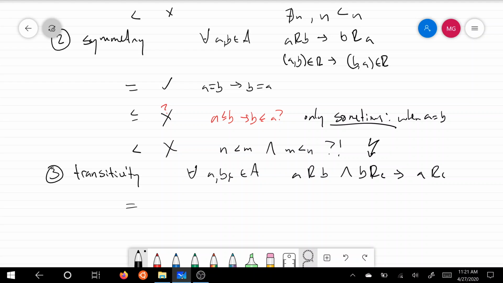Does equal have it? Yes, absolutely. We've even proved a lemma, equitrans, right? It's of course the case that equality is transitive.